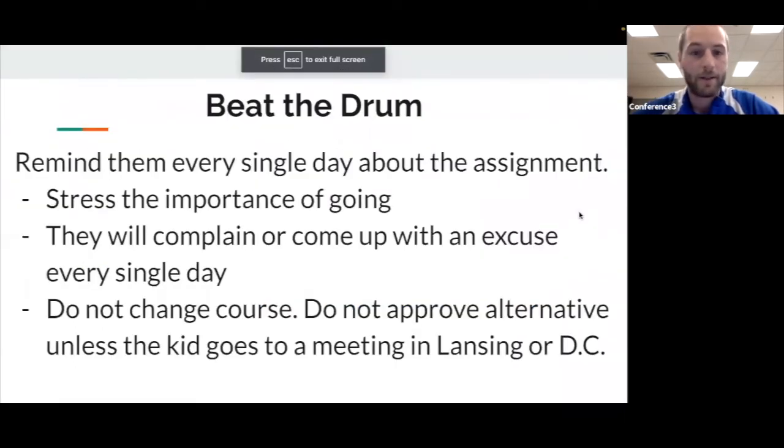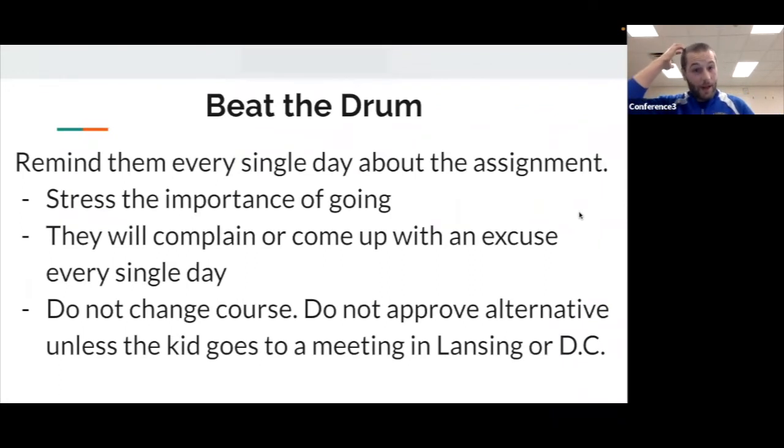Okay, then after they've been given the assignment and they've made their plan, this is it, reminding them literally every single day about the assignment. That usually takes me a minute, but being persistent and doing it every day really pays off for me, because they at least remember being annoyed about me reminding them. So at some point they don't want to be annoyed anymore, so they figure it out and they go.